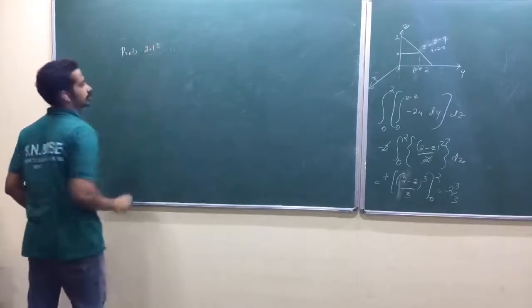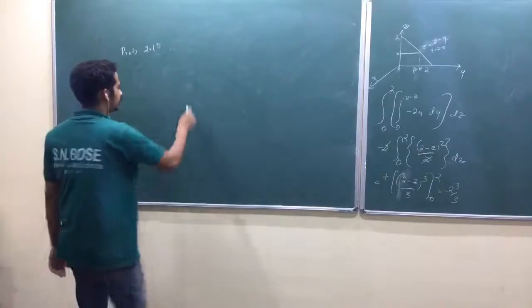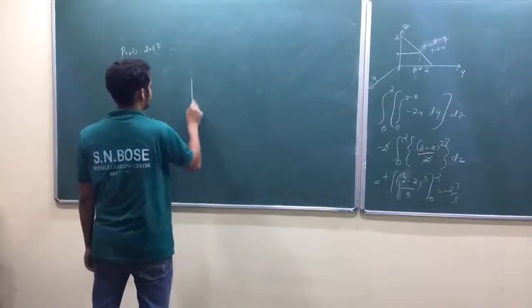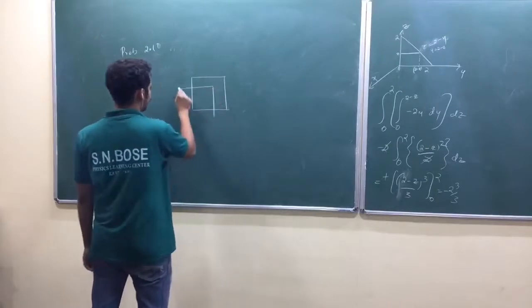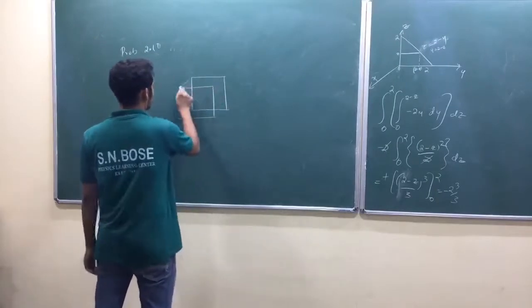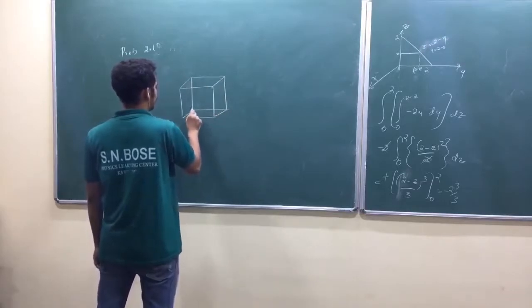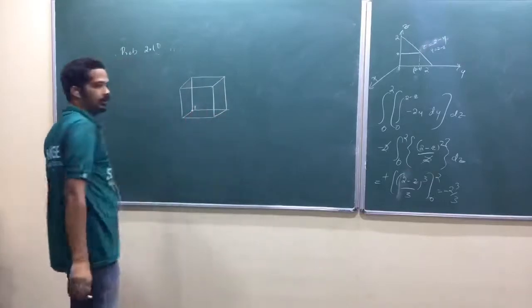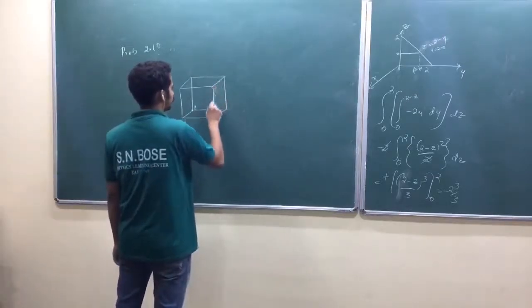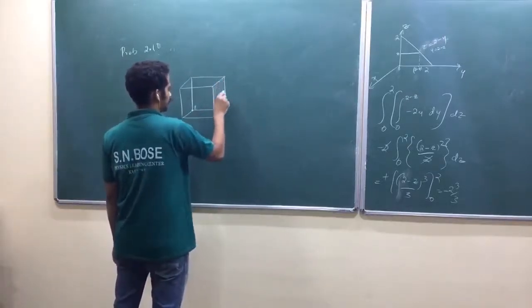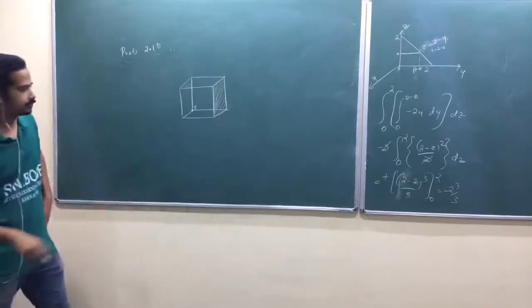It was an old question again. So, he has taken a cube, and he placed a charge Q at one of the corners, and he asked what is the flux through this surface. What is the flux through this surface?